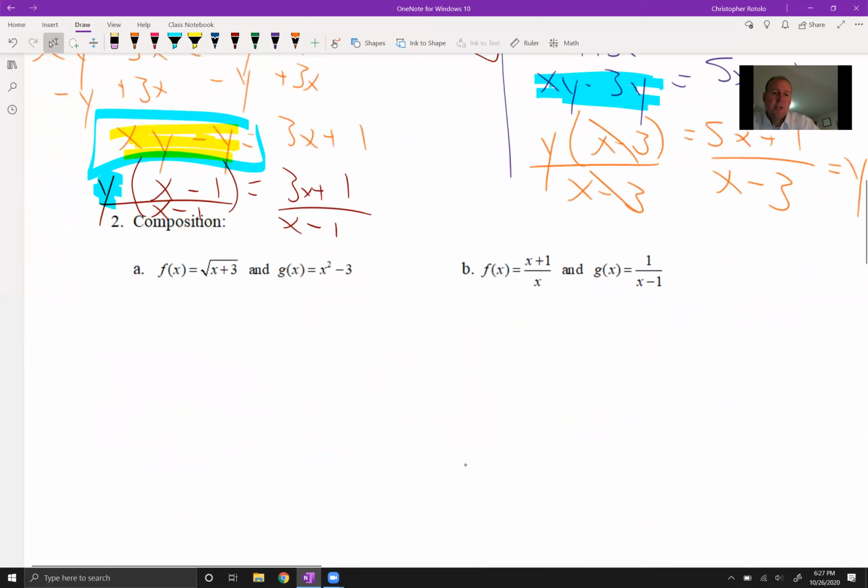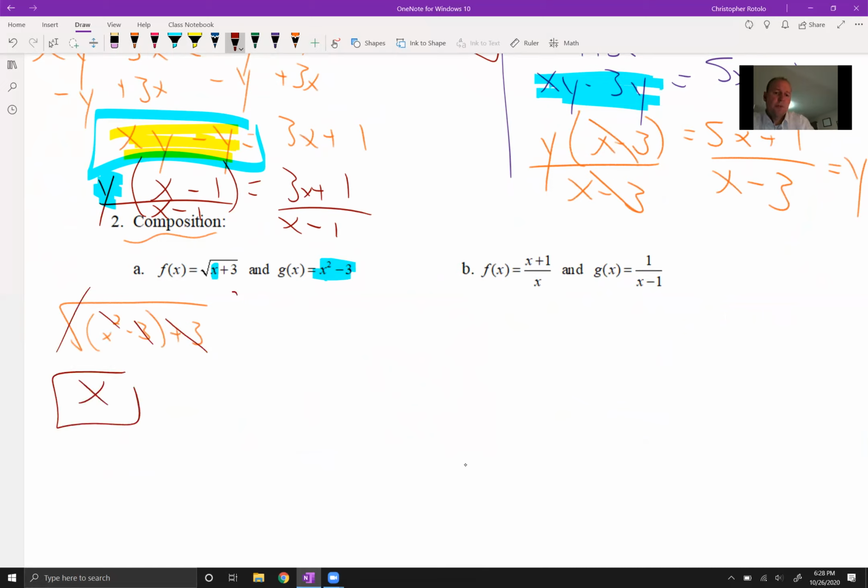All right, composition time. That means we're going to plug one of these into the other. So let's start here and here. So that's the first thing I'm going to do is plug that value in. So I have the square root of x squared minus 3 plus 3. All right, well, this one's not too bad because a minus 3 plus 3, they cancel each other out. And then I have the square and the square root, so I get plain old x.